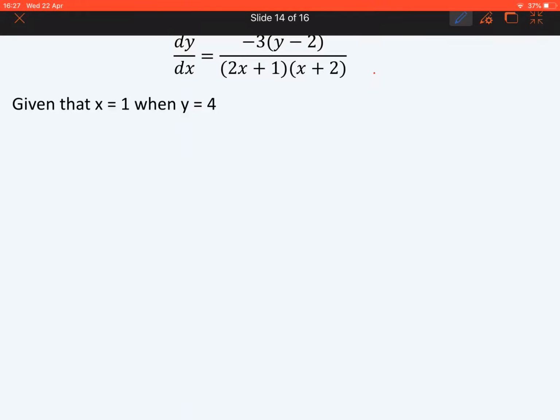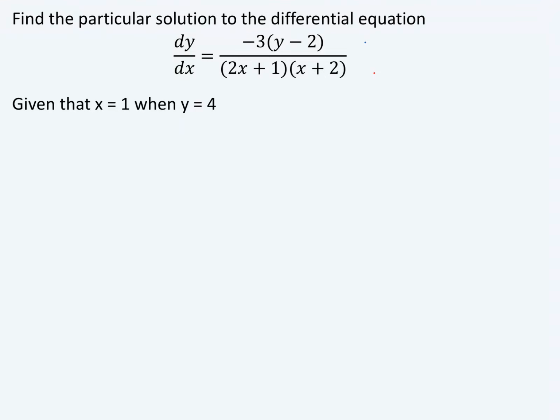Okay, so our next example of differential equations, this is video number 4, is looking at finding the particular solution to this differential equation here. You possibly can't see it, there we go. So that's the question. Find the particular solution to the differential equation, given that x is 1 and y is 4.